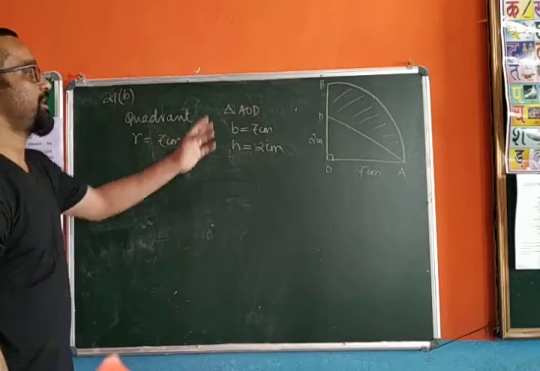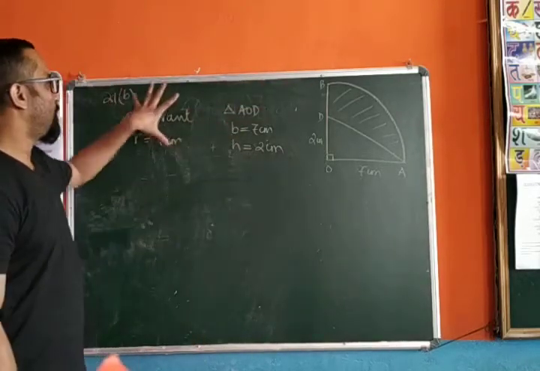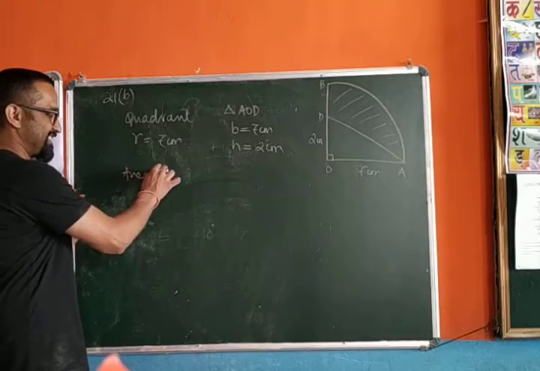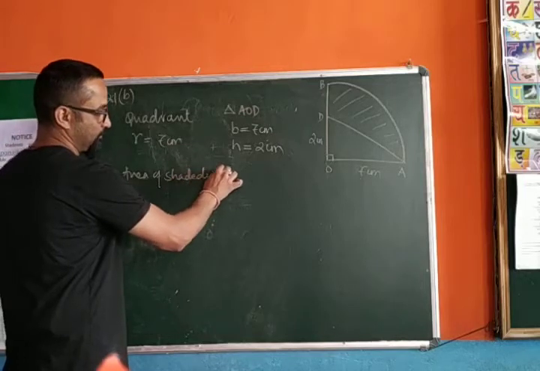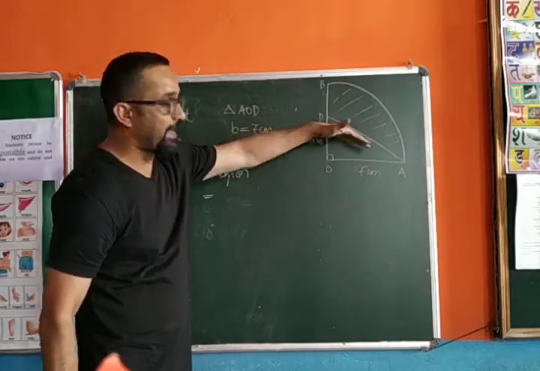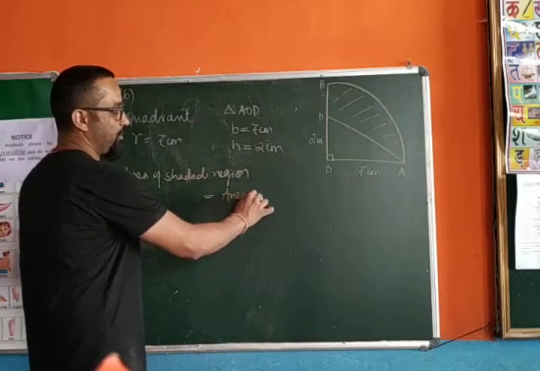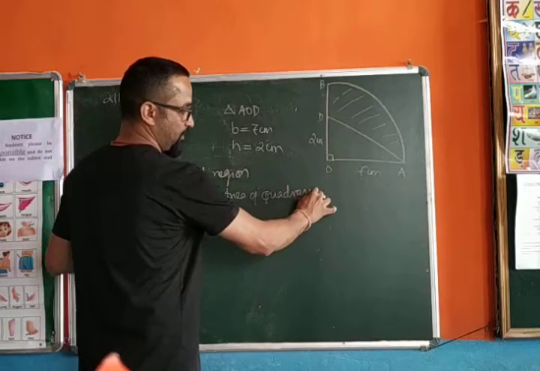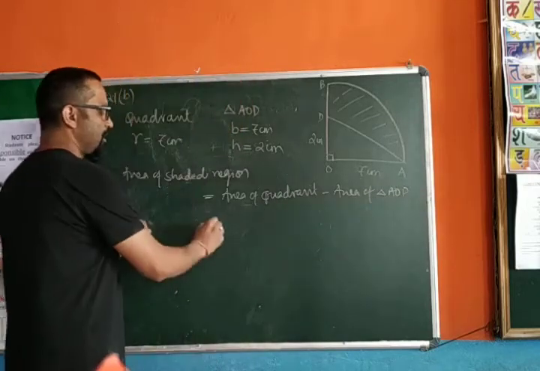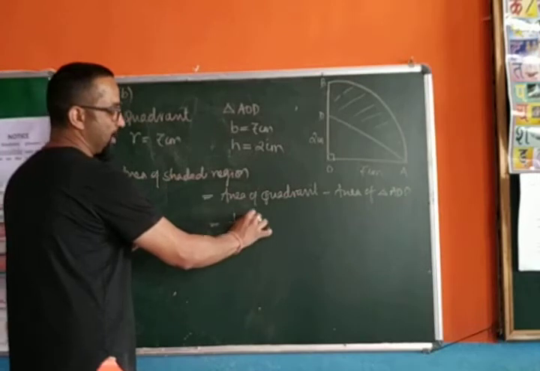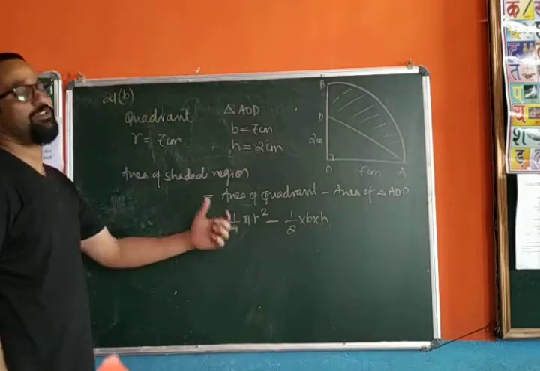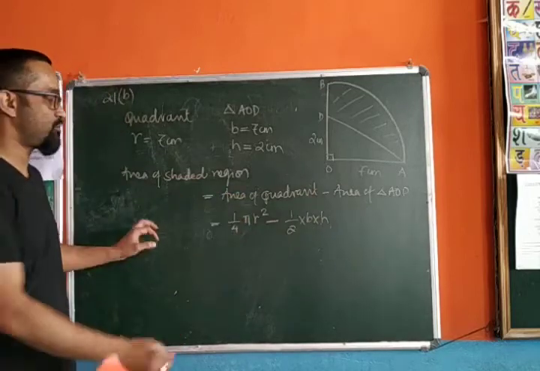Question says that calculate the area of the shaded region. You can solve it directly or you calculate separately, then finally subtract. Area of shaded region. Direct calculation. Some part of quadrant is shaded and triangle is unshaded. So you need to write area of quadrant minus area of triangle AOD. Write down the formula. 1 divided by 4 pi r squared minus half into base into height. This is the formula to calculate area of quadrant and area of a right angle triangle.